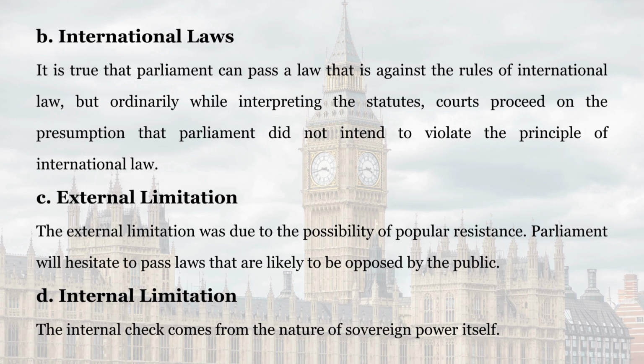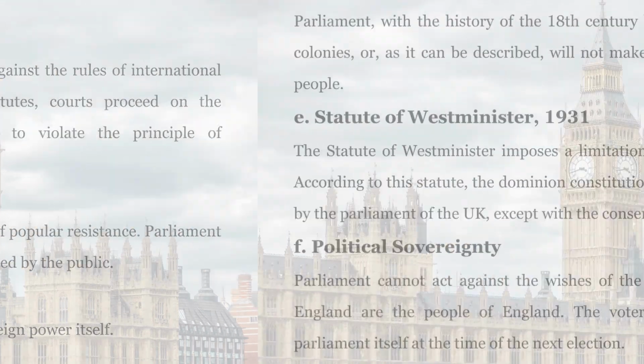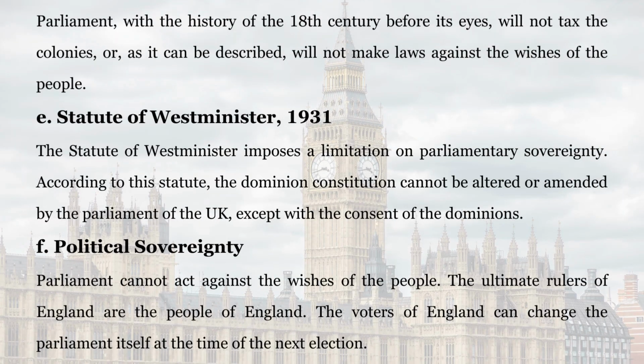D. Internal limitation. The internal check comes from the nature of sovereign power itself. Parliament, with the history of the 18th century before its eyes, will not tax the colonies, or, as it can be described, will not make laws against the wishes of the people.